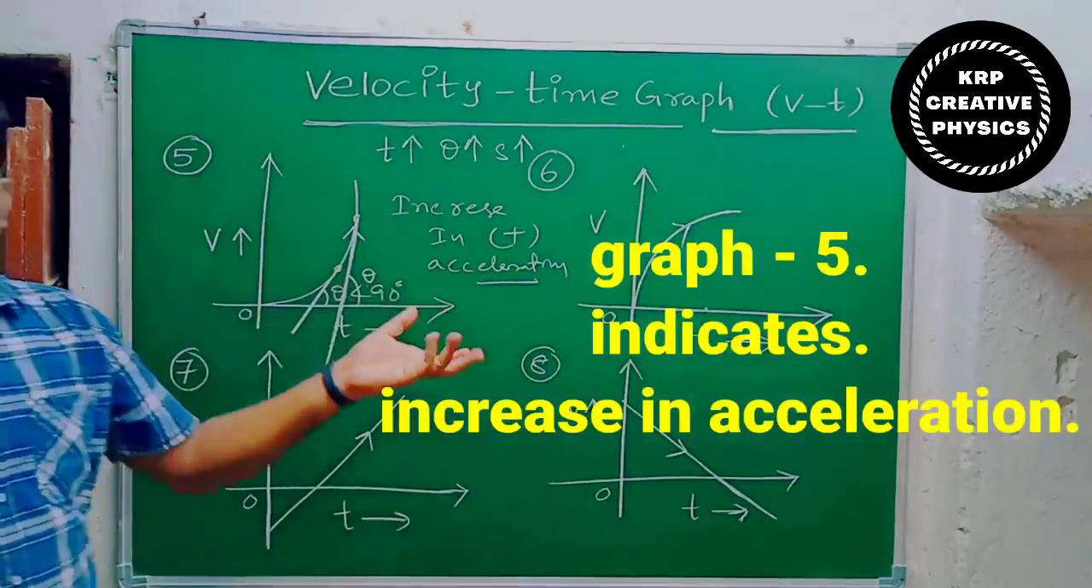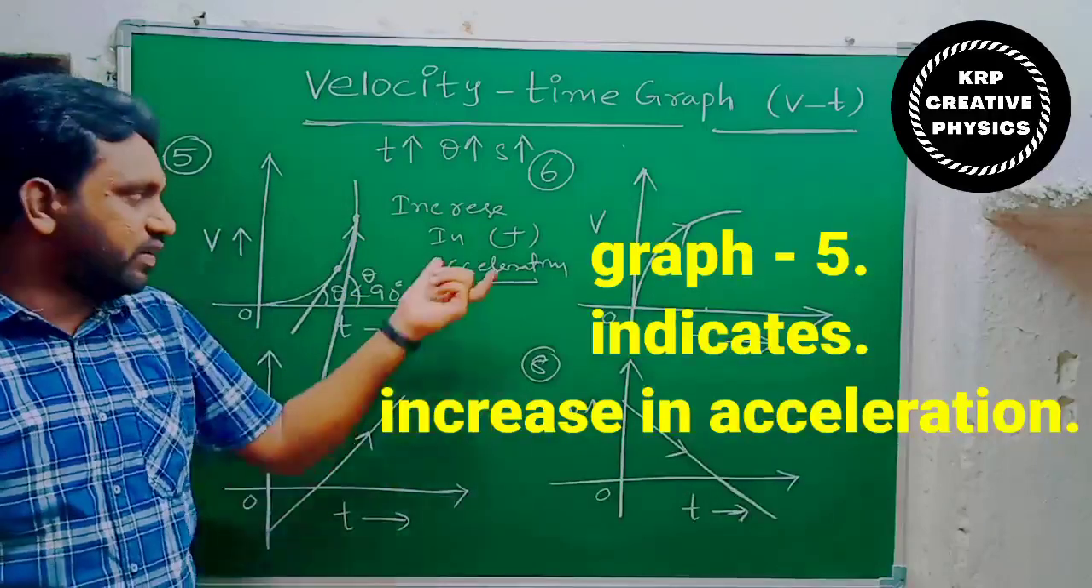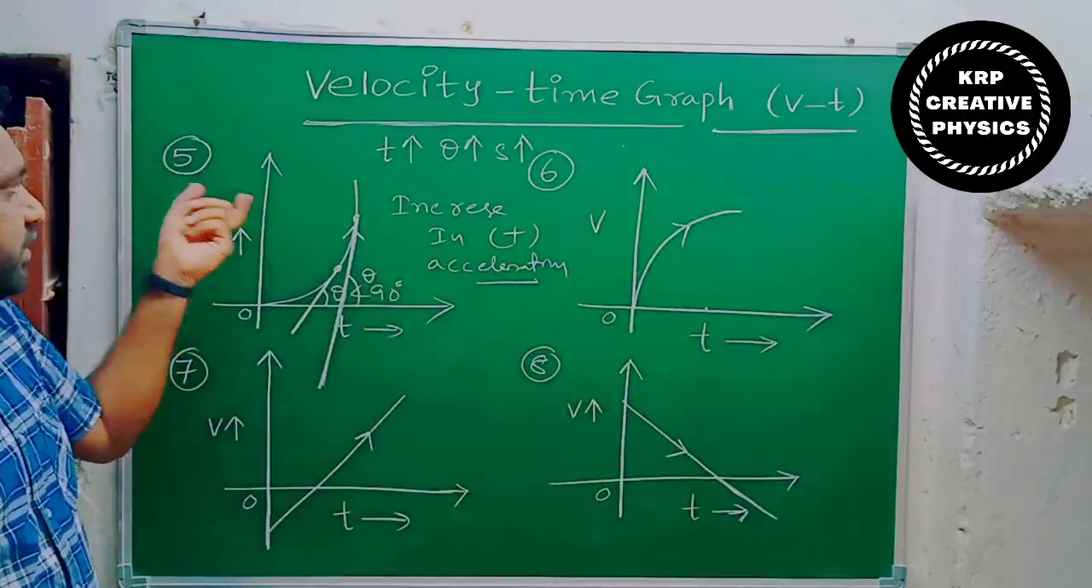And definitely, if we consider velocity, what about velocity? Velocity is increasing, no doubt at all. Acceleration is there, which means variable velocity, and that too it is increasing. So this is regarding the fifth graph.